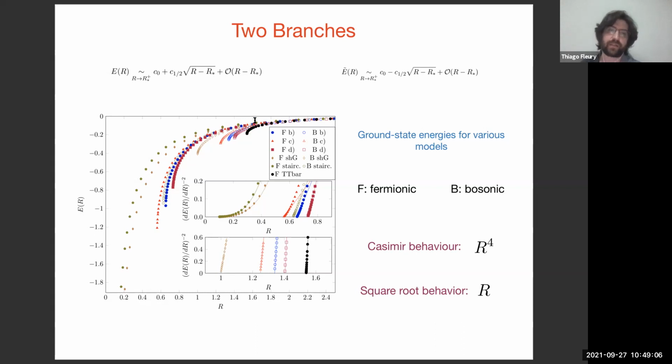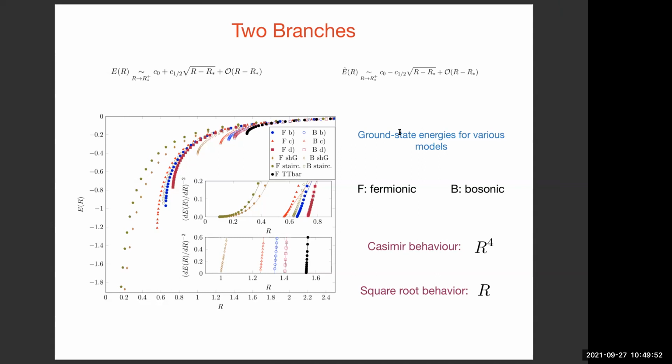You see that there are some models that converge for any R, but the others, for example, even TTbar here in black, stop for some critical R. It's possible to fit the behavior close to this R critical and see that it is of the square root type. We don't have an analytic proof that it's always the square root, but in all the cases that we investigated, you see here the plots. When it's a square root, the inverse of the derivative is a line here. So it's very convincing that in fact you have these two branches.